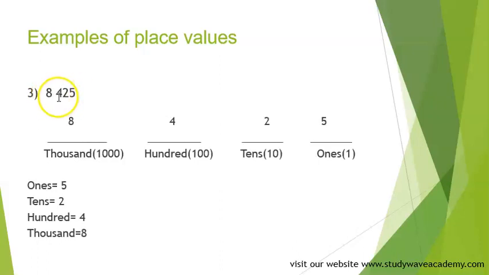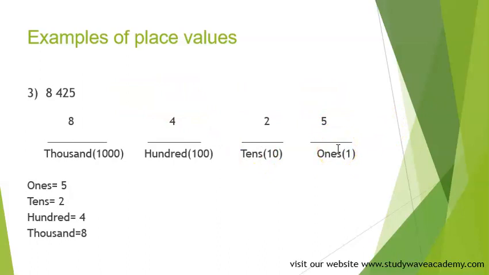We have 8,425. We place the 8 in thousands because it's 8,000, and we place the 4 in hundreds because it's 400, and we place the 2 in tens because it's 20, and we place the 5 in ones because it's 5. Okay? Did we get that? 8,425. The value of 8 is 1,000, right? And the value of 4 is 100. And the value of 2 is tens. And the value of 5 is ones. Okay?